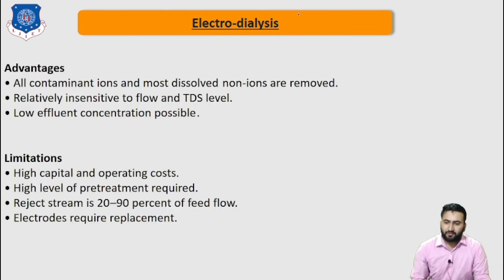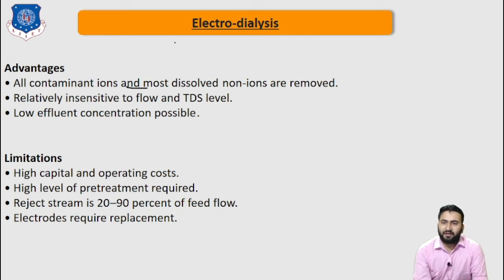So what are the various advantages and disadvantages of electrodialysis? Let's first discuss the advantages. All contaminant ions and most dissolved non-ions are removed. Second, it is relatively insensitive to flow and TDS level compared to reverse osmosis and ion exchange. Low effluent concentration is possible.